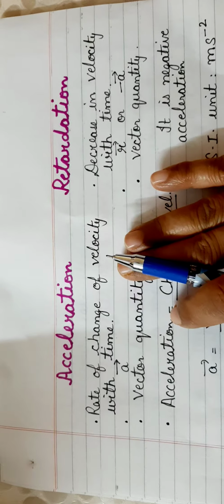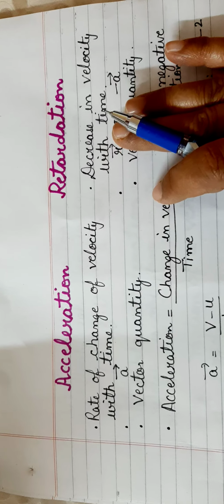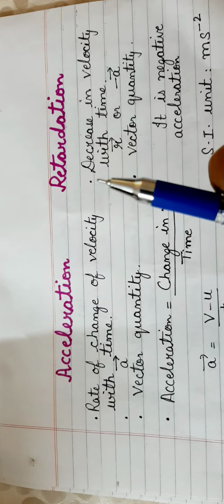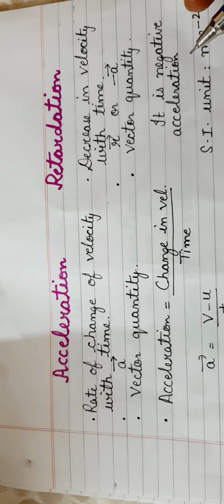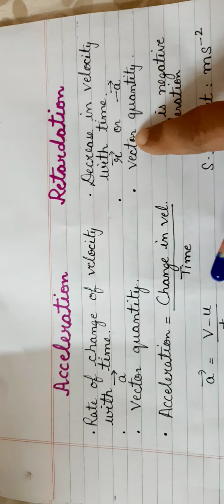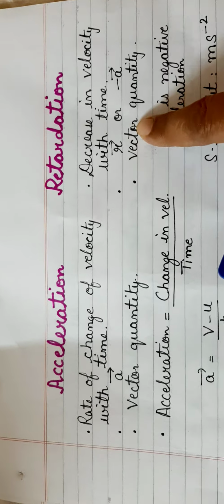Now children, let us look at what is acceleration. Acceleration is the rate of change of velocity with respect to time. And retardation is also a change in velocity with respect to time. Then basically, what is the difference between the two? When the velocity of the body is increasing with respect to time, it is said to be an accelerated motion. And when the velocity of the body is decreasing with respect to time, it is said to be a retarded motion.